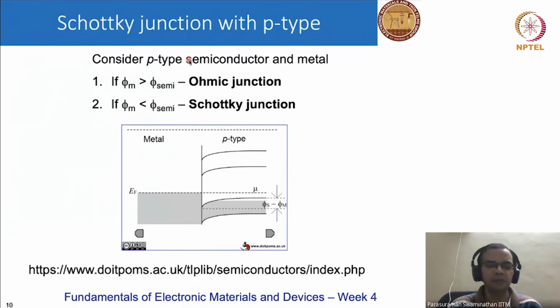We saw an example of a Schottky junction with an n-type material. We can do the same with a p-type material, except now the values of the work functions are reversed. So if phi m is less than phi of semiconductor, we get a Schottky junction, and if phi m is greater than phi of the semiconductor, then we get an ohmic junction.